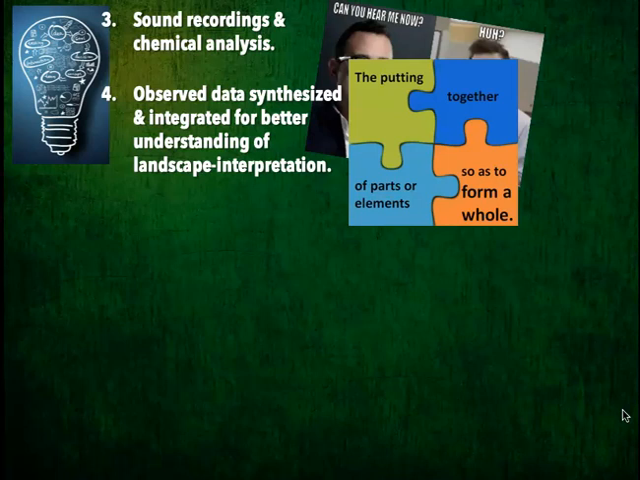Everything that is collected, whether through field observation, aerial photography, number 3, what you've got there, is all put together. I'm using the words synthesized and integrated, but really that's a fancy way of saying putting it all together so that we have a better understanding of the landscape that we're studying, a better understanding of the land. And it gives us the ability to do things.